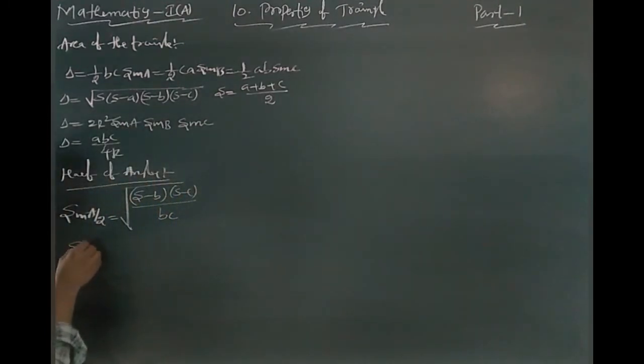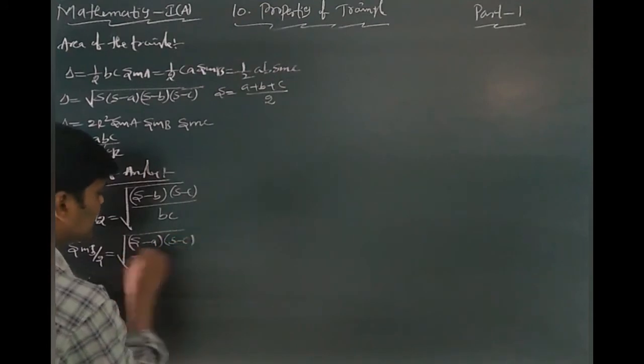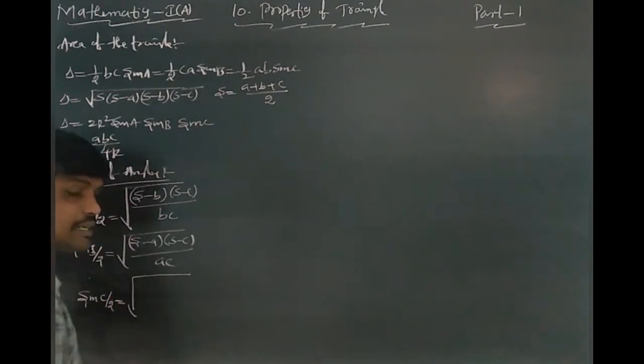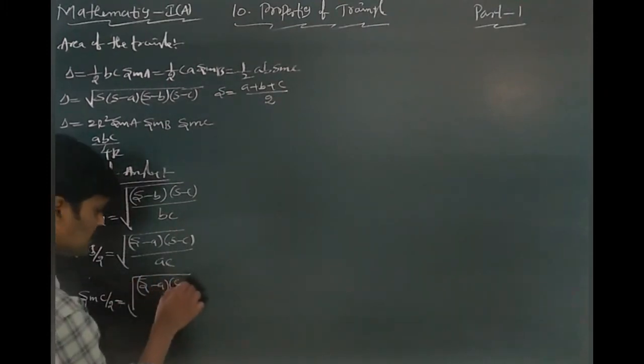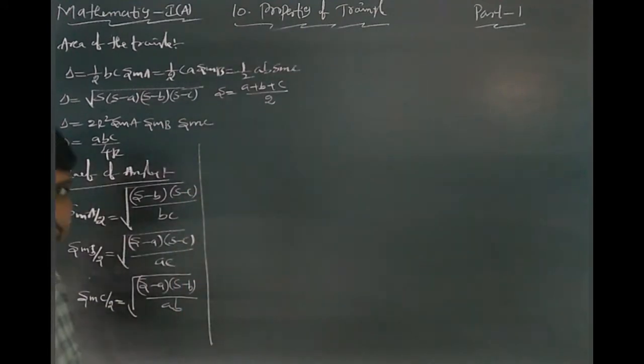Similarly, sin B by 2 equals square root of (s minus a) into (s minus c) by ac. Here B is there. Similarly, sin C by 2: here angle C is there, so you write ab sides: (s minus a) into (s minus b) by ab. These are the half angle formulas.